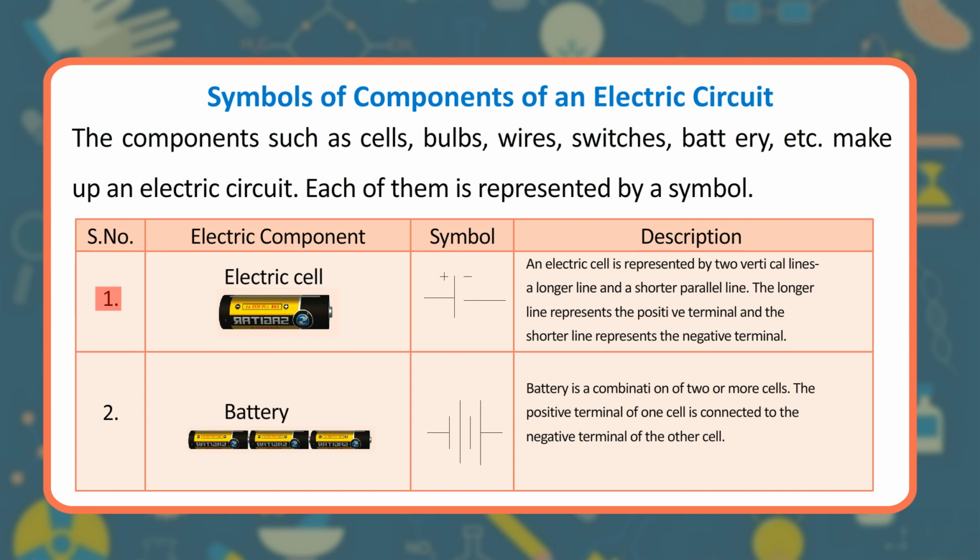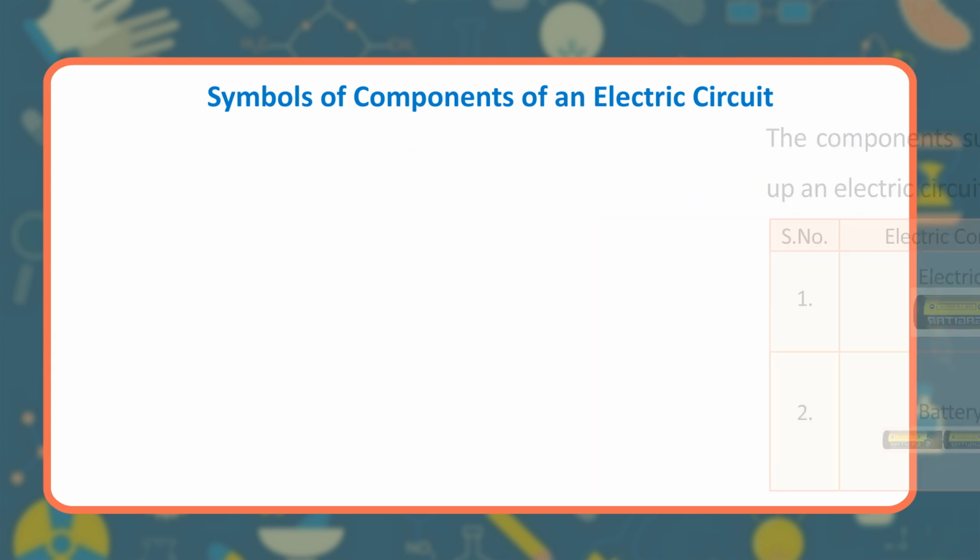Serial number. Electric component. Symbol. Description. 1. Electric cell. An electric cell is represented by two vertical lines along a line and a shorter parallel line. The longer line represents the positive terminal and the shorter line represents the negative terminal. 2. Battery. Battery is a combination of two or more cells. The positive terminal of one cell is connected to the negative terminal of the other cell.